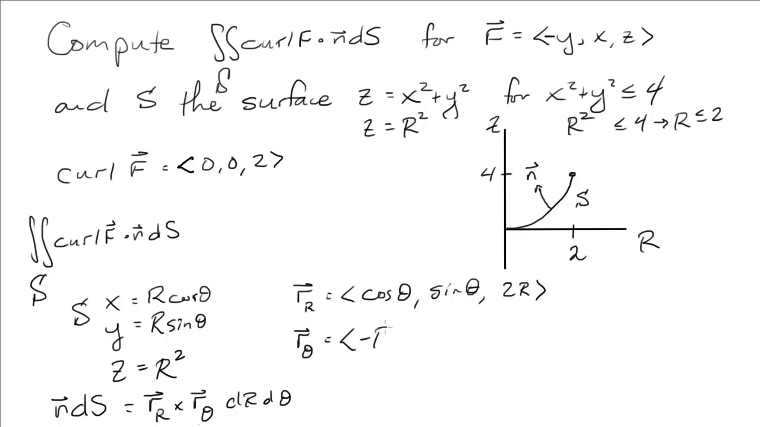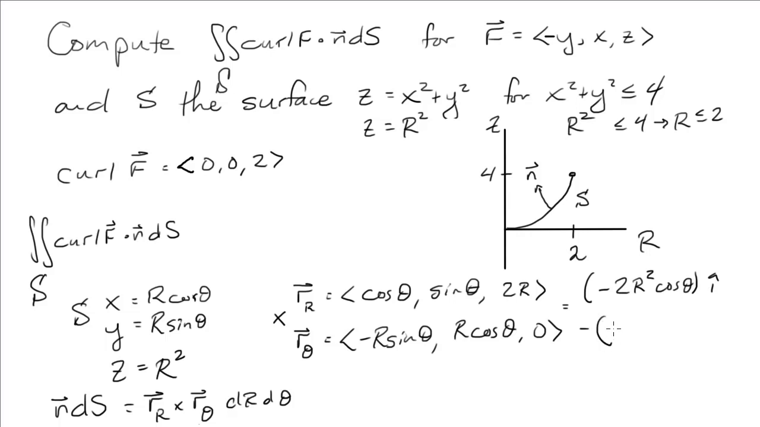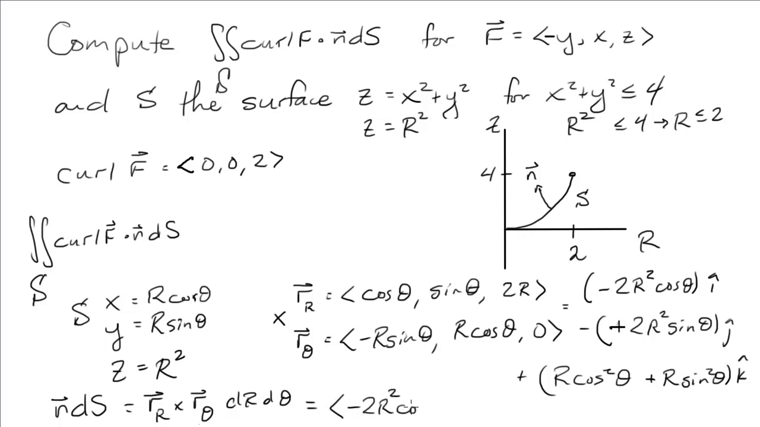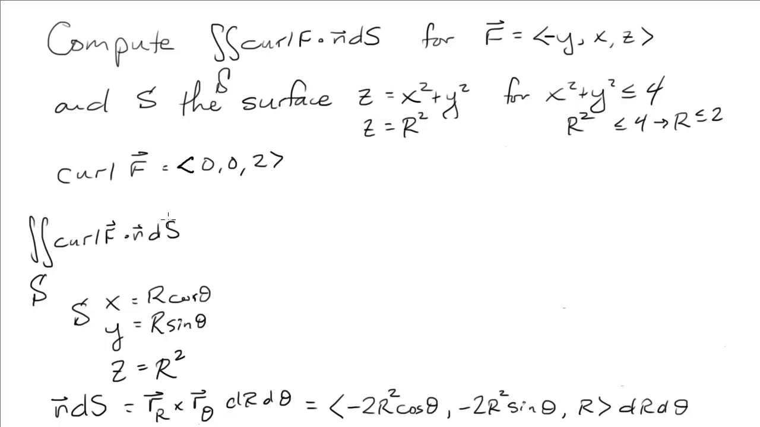theta derivatives, cross them. Sine squared plus cosine squared is 1, so that reduces. Z component positive, so this is the correct normal.